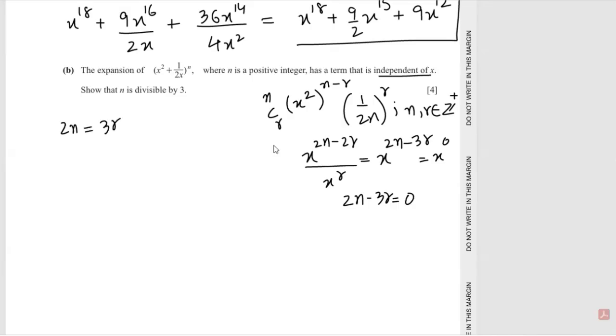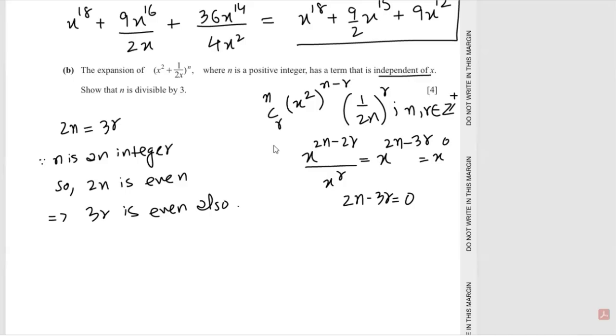So clearly you can say that since n is an integer, 2n is even, right? I'm just trying to justify this proof. This implies that 3r is even also. So now we have 3r, which is even. I need to show that n is divisible by 3. Even and a multiple of 3, right? There's a multiple of 3 as well.